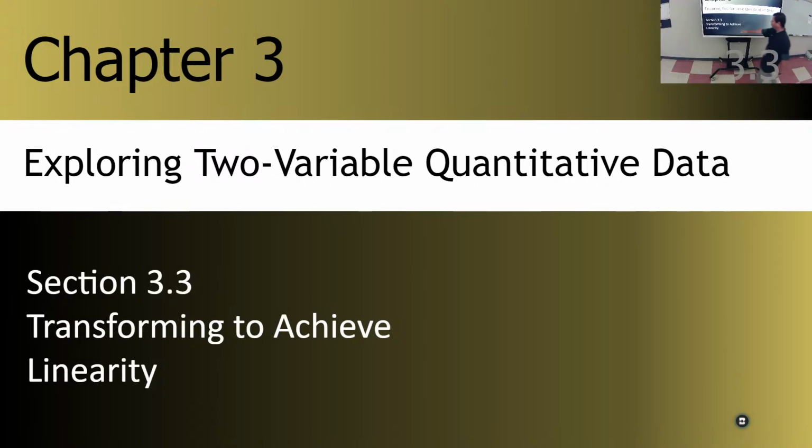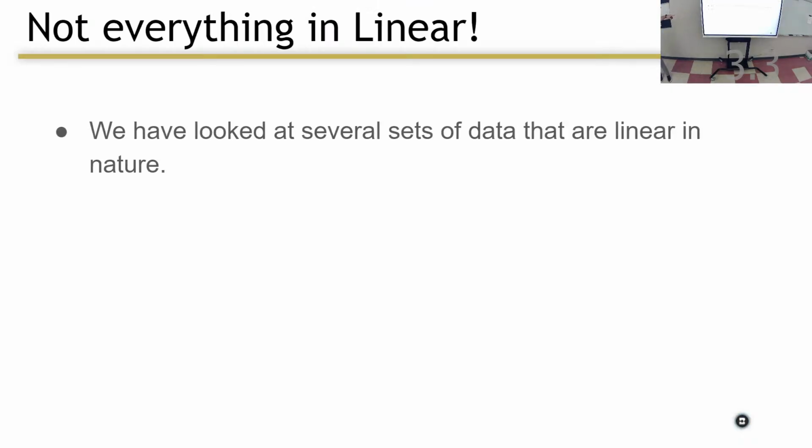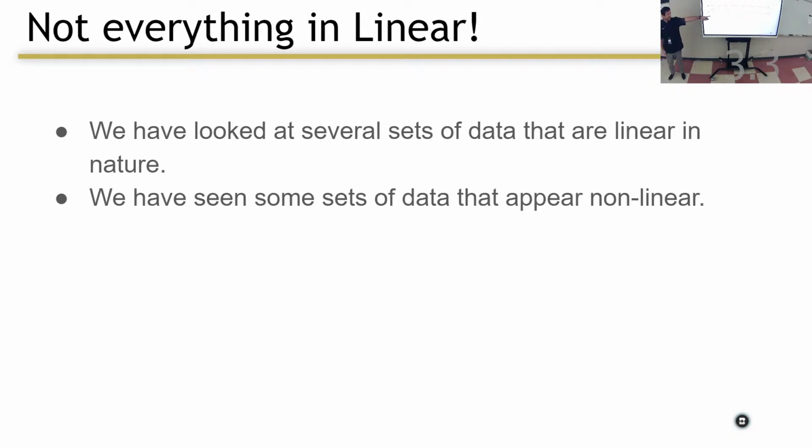Okay, so transforming to achieve linearity. You guys learned in your mathematical career that sometimes not every data set is linear, right? Sometimes it's exponential, sometimes it's quadratic, sometimes it's cubic. Who knows what it is, right? Most everything we've seen in our scatter plots has been linear, except we've seen some that are curved, okay? So we've looked at some scatter plots that are linear in nature. We've also seen some that appear nonlinear, okay?